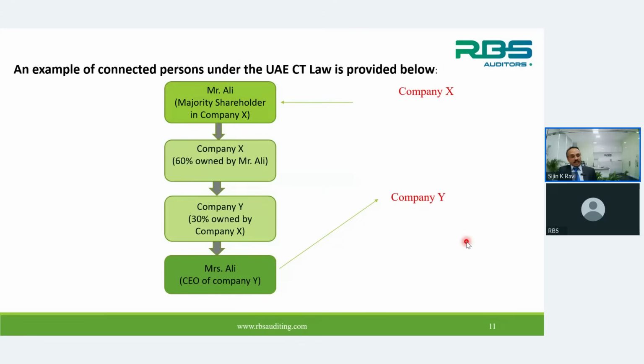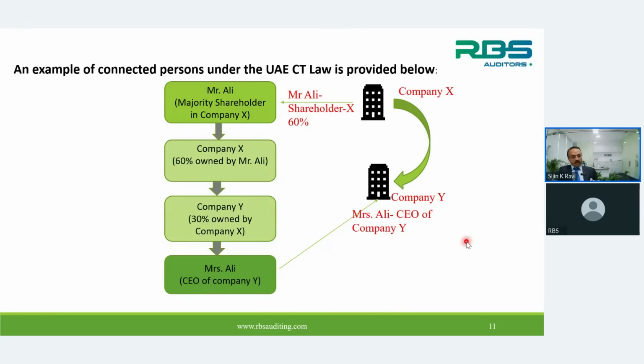Now an example of a connected person under the UAE CT law. For example, Mr. Ali is the majority shareholder in company X, holding 60% of the shareholding, and company Y is 30% owned by company X. So first, company X is 60% owned by Mr. Ali. Second, company X owns 30% in company Y, and Mrs. Ali is a CEO in company Y. In that situation, how will you analyze the connected person?